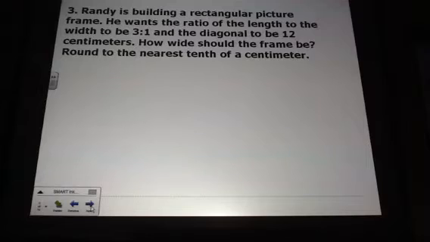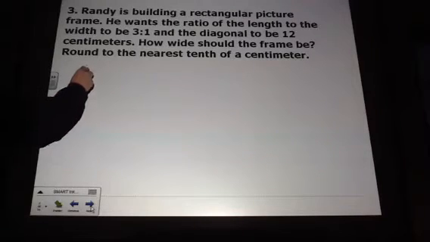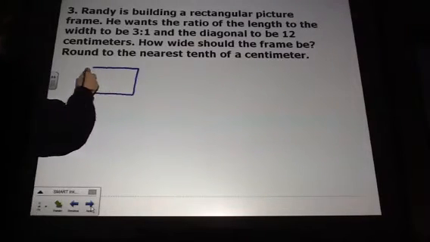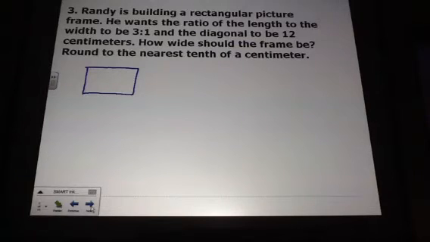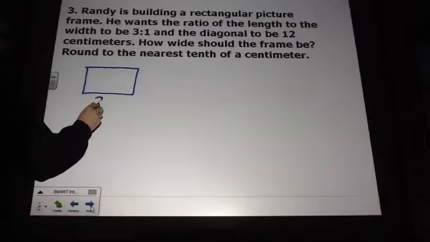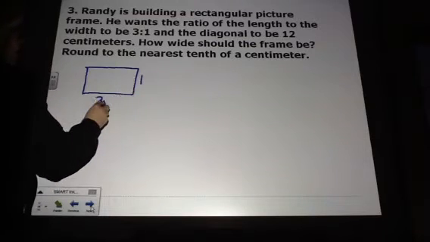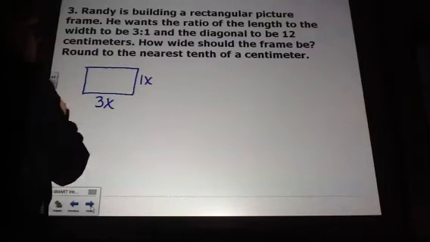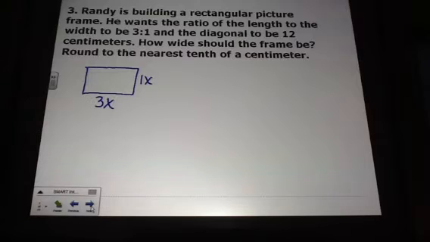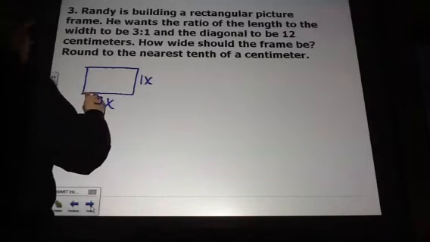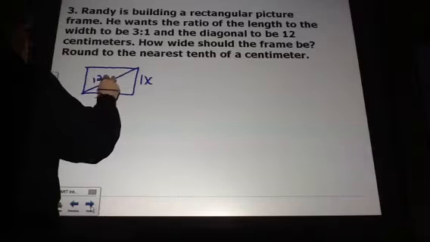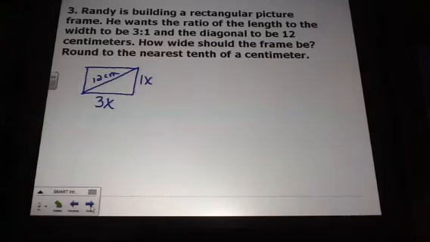Okay, Randy is building a rectangular picture frame. He wants the ratio of the length to the width to be 3:1. Length to the width. We don't know what those measurements are, so let's put our variable. And the diagonal to be 12 centimeters. How wide should the frame be, round to the nearest tenth of a centimeter?